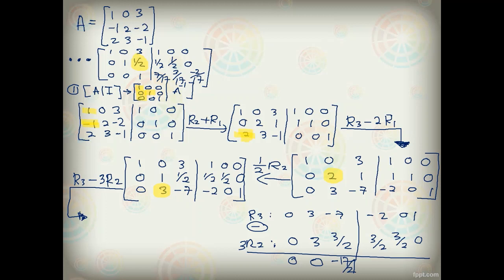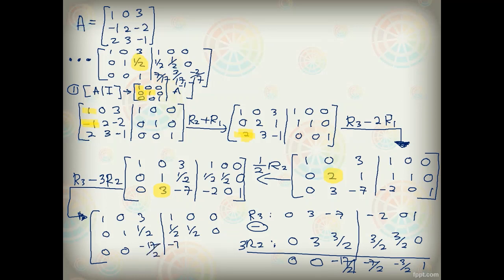The rest of the operation will give you minus 7 over 2, minus 3 over 2, 1, and so on. So you replace this in the matrix here. So row 1 and row 2 won't change: 1, 0, 0, 0, 1, half, half, half, 0. This becomes 0, 0, minus 17 over 2, minus 7 over 2, minus 3 over 2. This is 1. Right?